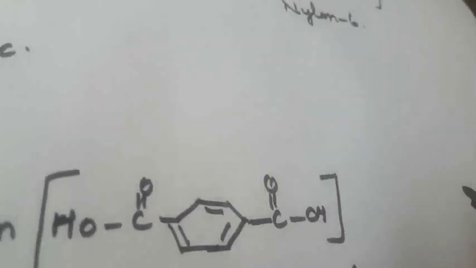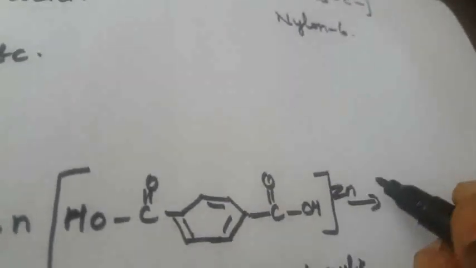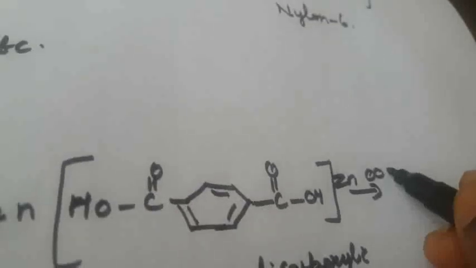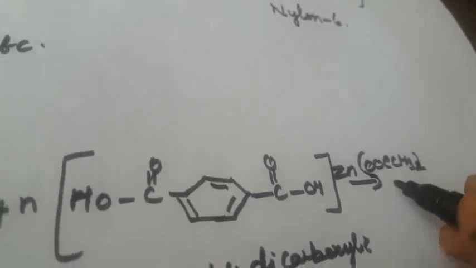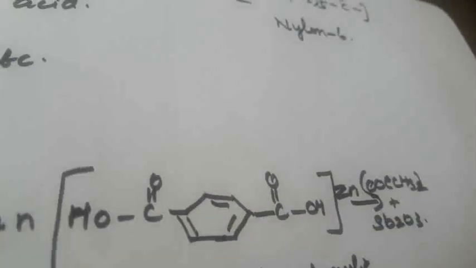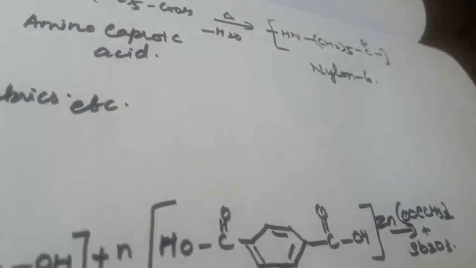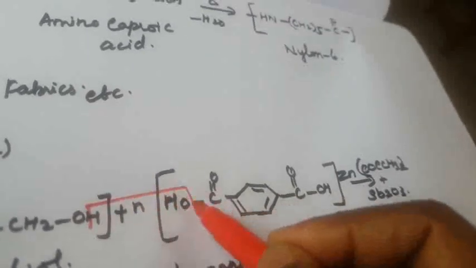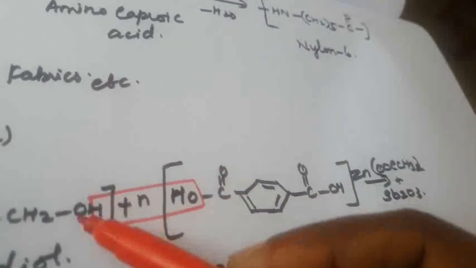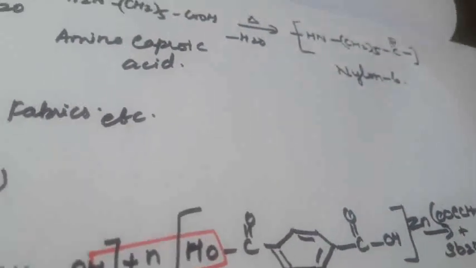Again, it will be combined to form this in the presence of zinc acetate. What is zinc acetate? Zn(OOCCH3)2. Zinc acetate and antimony oxide, Sb2O3, form the Terylene. H2O will be removed, right? The remaining compound stays as it is. H2O will be removed, meaning a single bond forms, then CO, and again another H2O will be removed. So this is the Terylene compound.